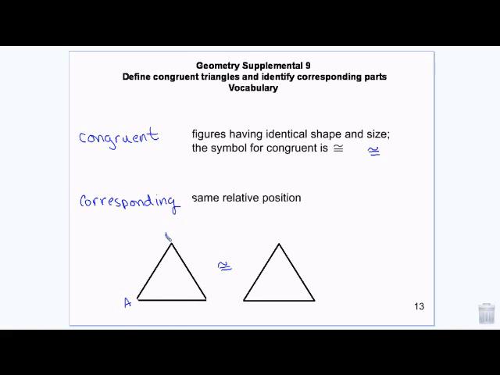And if I label the triangles, what we have for our corresponding parts, A and D are corresponding. B and E are corresponding. And C and F are corresponding. They're in the same position in the shape.